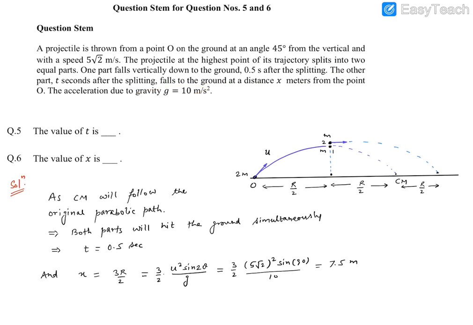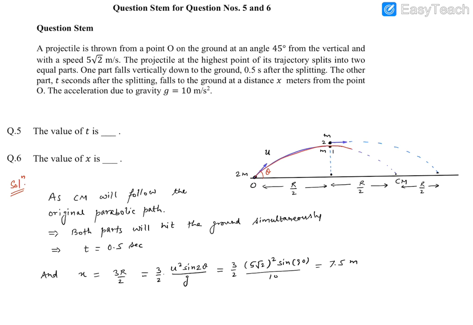Acceleration due to gravity is given to us, and we need to answer about the value of t and the value of x. So if we try to draw a picture, let's say this is point O and let's say mass of the projectile is 2m and it is given a velocity u, and let's say the angle it makes from the horizontal is theta. This is the same angle that we use in case of projectile motion. However, the question says the angle is 45 from the vertical, so this theta is also going to be 45 because the total is 90 degree, obvious point.